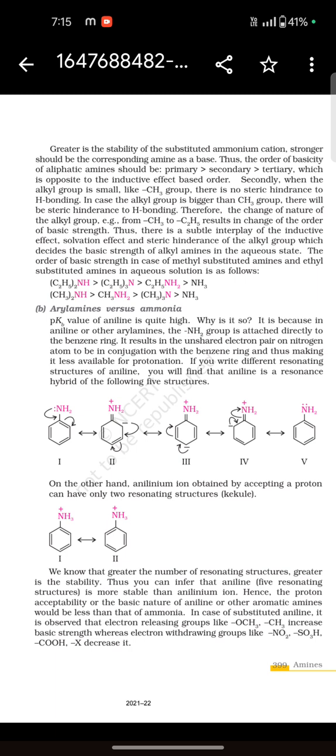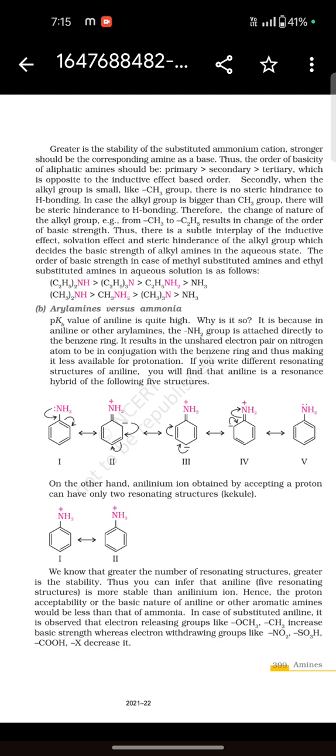If you write different resonating structures of aniline, you will find that aniline is a resonance hybrid of five structures. On the other hand, the anilinium ion obtained by accepting a proton can have only two resonating structures, also called Kekule structures. We know that the greater the number of resonating structures, the greater is the stability. Thus, you can infer that aniline, with five resonating structures, is more stable than the anilinium ion. Hence, the proton acceptability, or basic nature, of aniline or other aromatic amines would be less than that of ammonia.